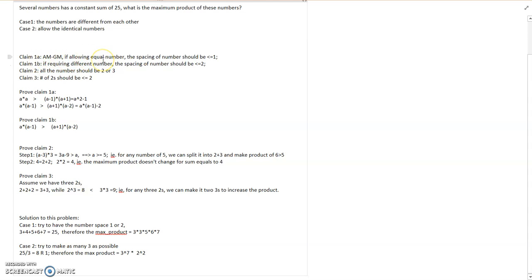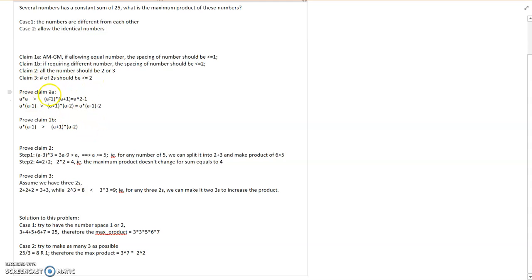If we allow the numbers to be identical, then the spacing of the numbers should be less than or equal to 1. And if we require different numbers, then the spacing of the numbers should be less than or equal to 2. And claim 2 is that all numbers should be 2 or 3, and the number of 2's should be less than 2.